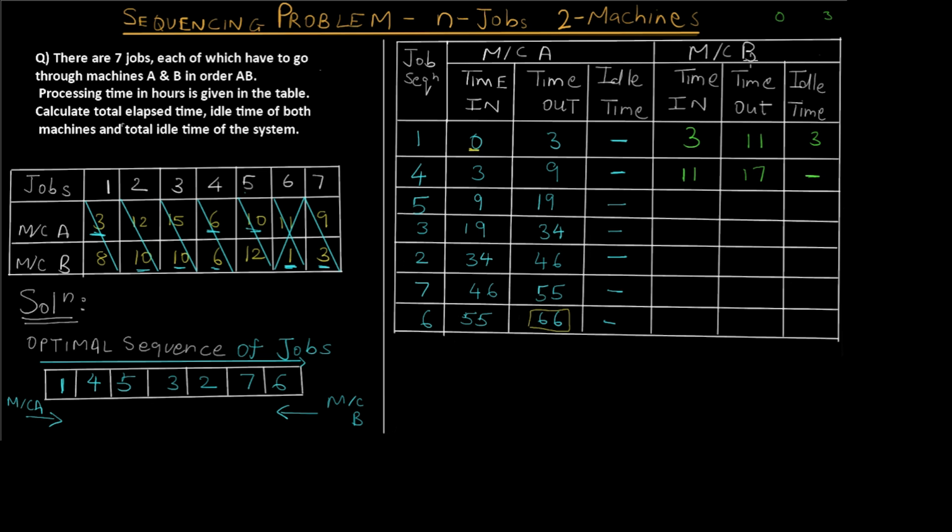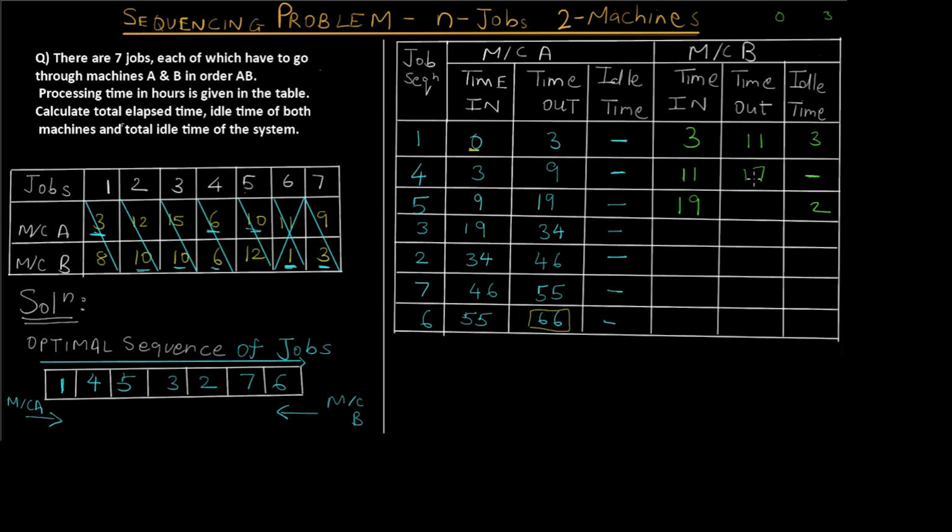Now the time out, or machine B processed job 4 completely at 17th hour. So you must be thinking the time in would be 17. But observe here that the job 5 during 17th hour was being processed at machine A because job 5 completely got processed only after 19th hour. That means 2 hours this machine B had to wait. So that is the reason why the time in for job 5 would be 19 and not 17. So even though the job number 4 was already processed at machine B, it had to wait for 2 hours for job number 5 to come in because job number 5 was still being processed at machine A.